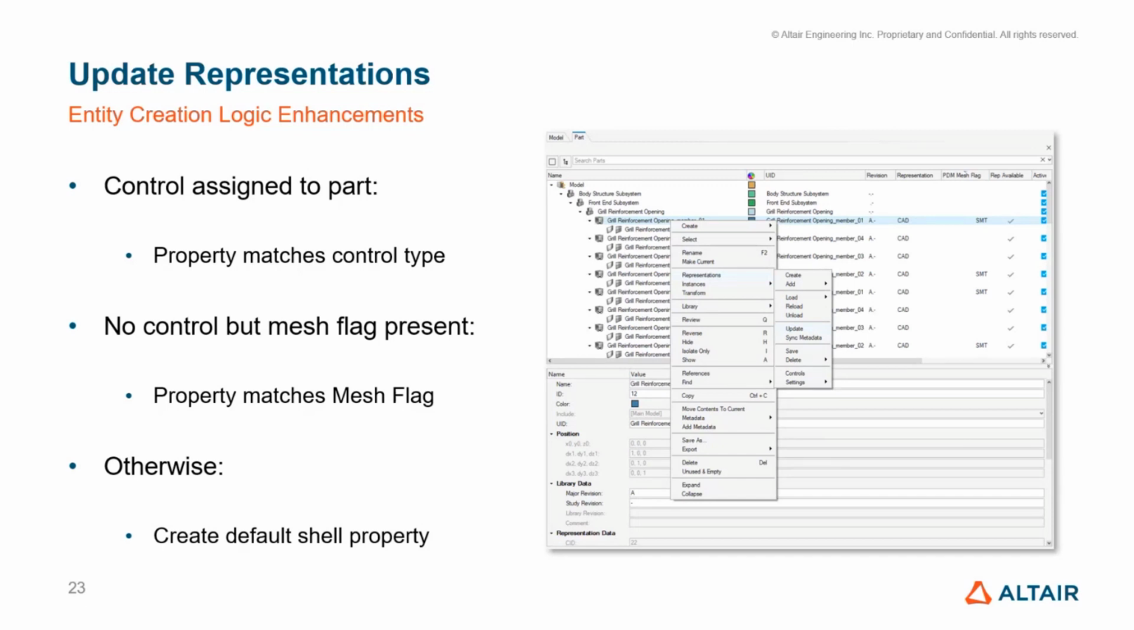In case a control is not assigned to a representation, but the PDM mesh flag has been defined and it matches the mesh flag on one of the controls in the session, then on rep update you're going to get a property, again matching the control's type. For example, let's say you have a part with a PDM mesh flag set to test, and you also have a hexa control with its mesh flag also set to test. On rep update, you're going to get a solid property. In any other case, on rep update, you're going to get a cell property, since this is the most commonly used property type.